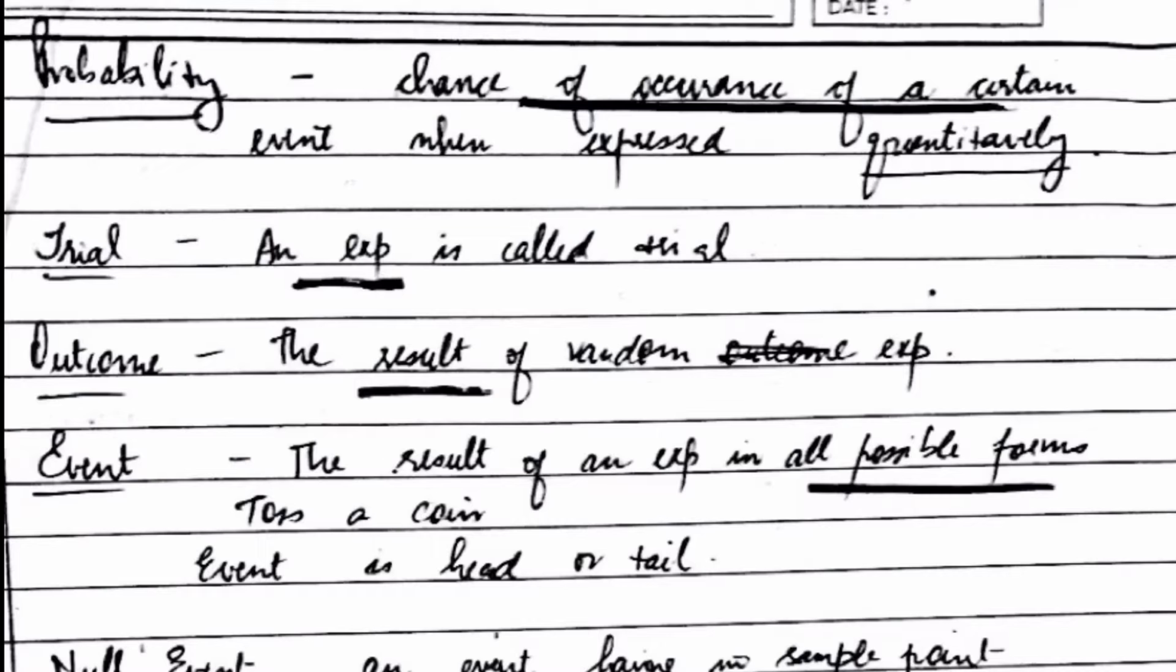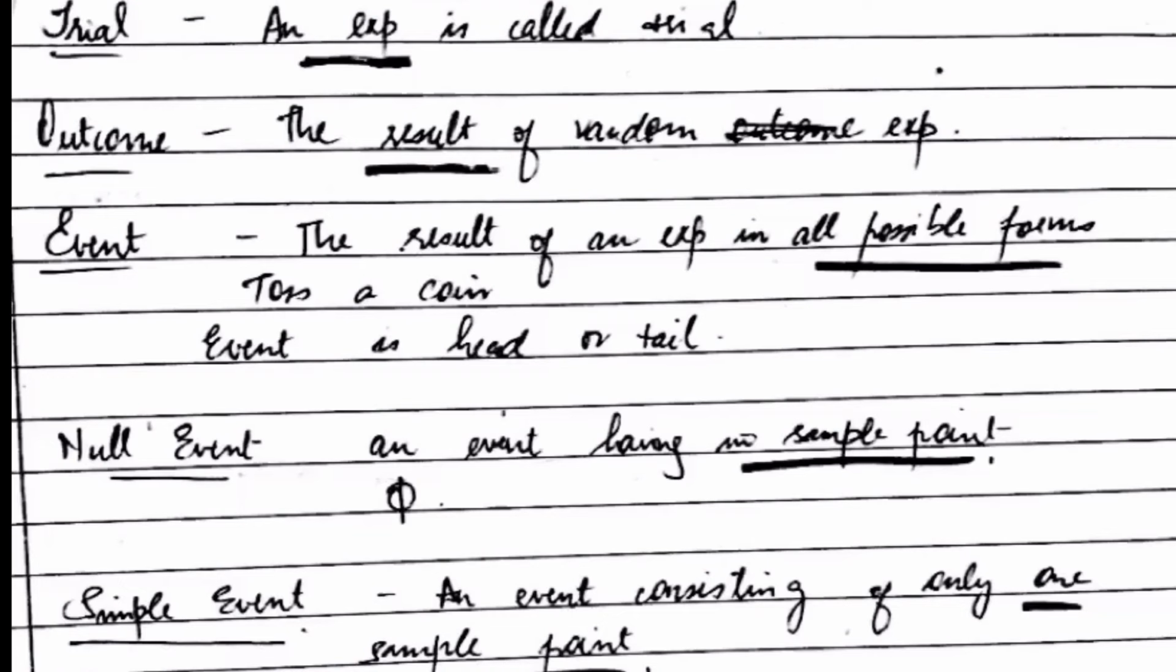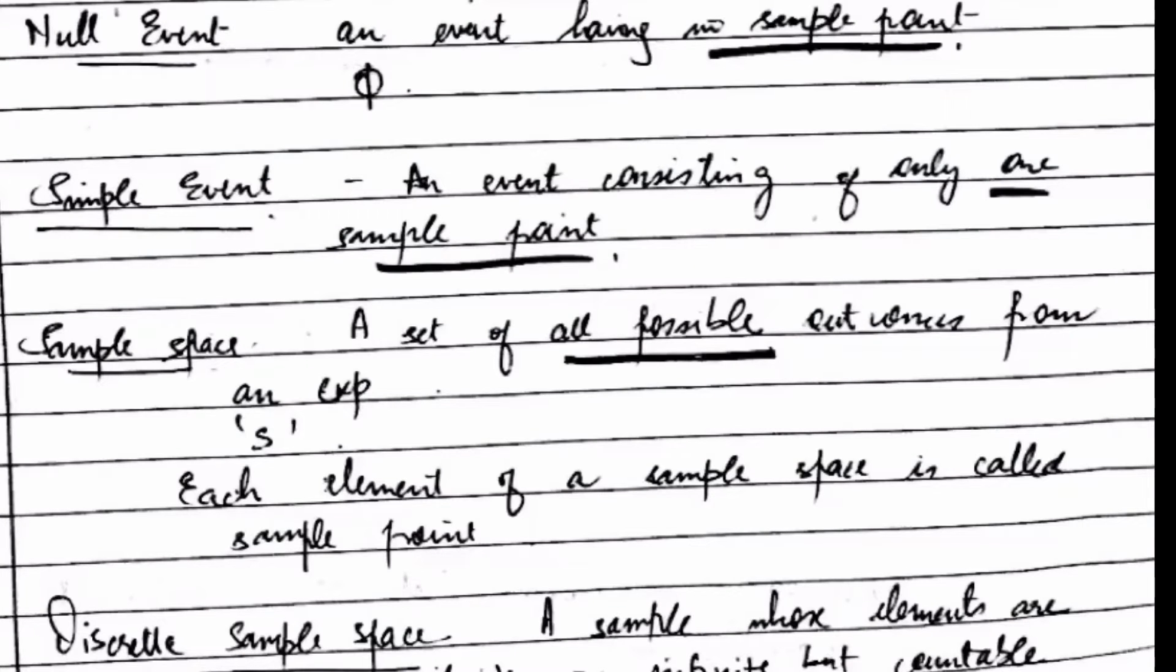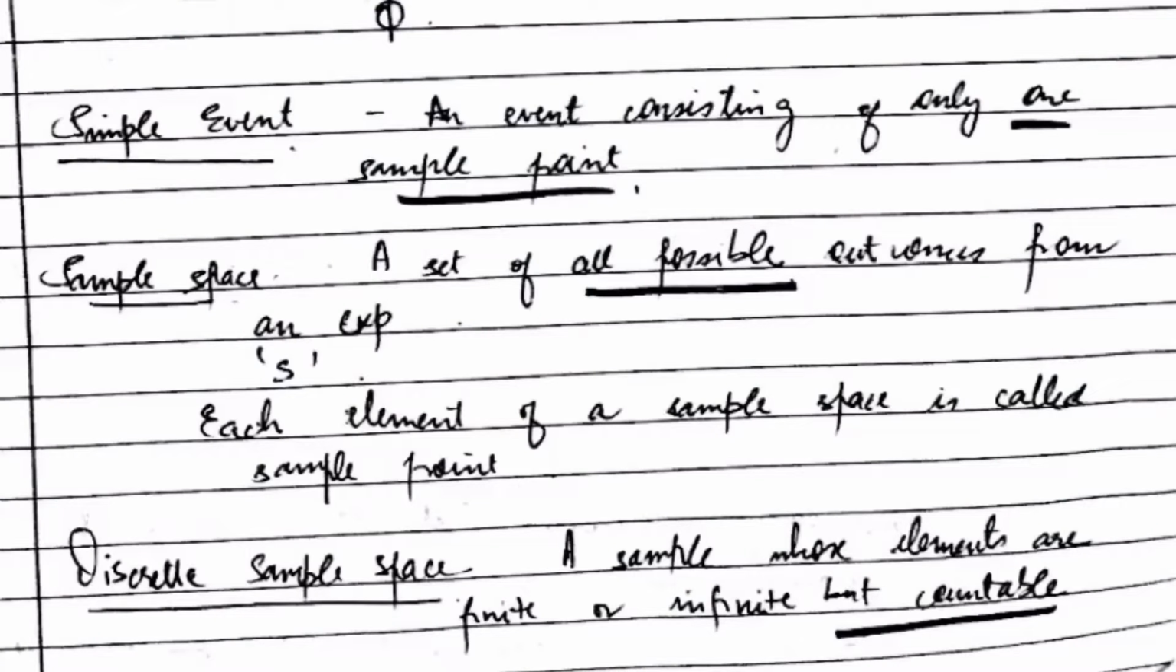Certain terms related to probability are trial, that means an experiment is called a trial. Outcome, the result of a random experiment is known as outcome. Event, the result. Sample space, a set of all possible outcomes from an experiment. Discrete sample space, a sample whose elements are finite or infinite but they are countable.